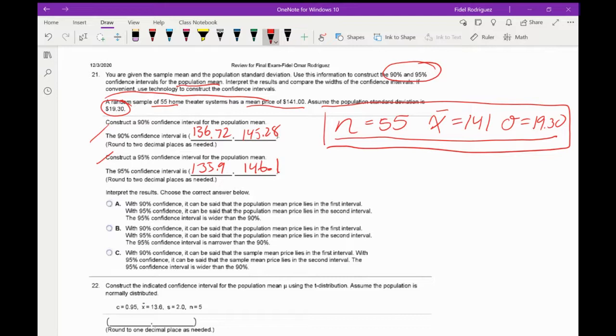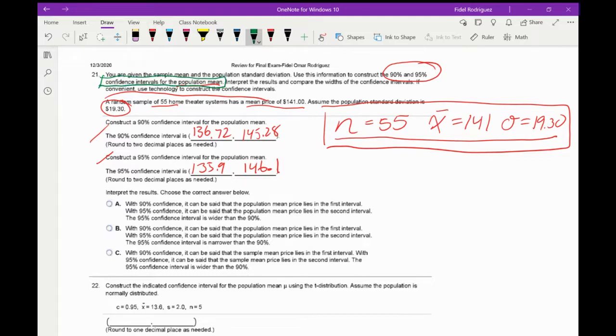Now we have three choices. It says interpret the results. Part A says with 90% confidence, it can be said the population mean price lies in the first interval. B says with 95% confidence, it can be said the population mean price lies in the second interval. And C says the 95% confidence interval is wider than the 90%. So again, guys, remember what we're looking for. Just to give you a heads up, we're finding confidence intervals for the population mean.